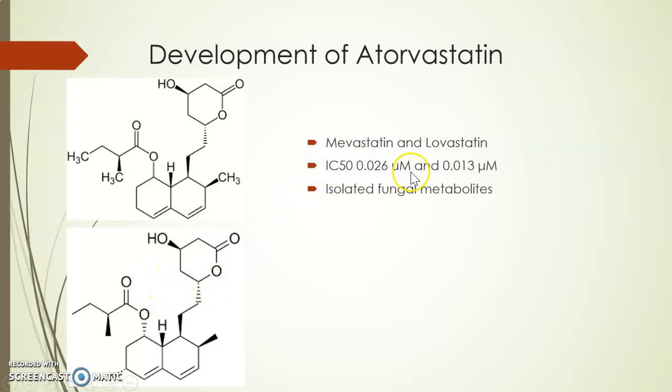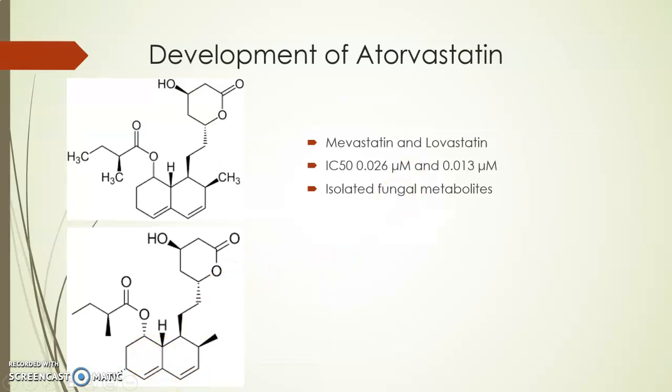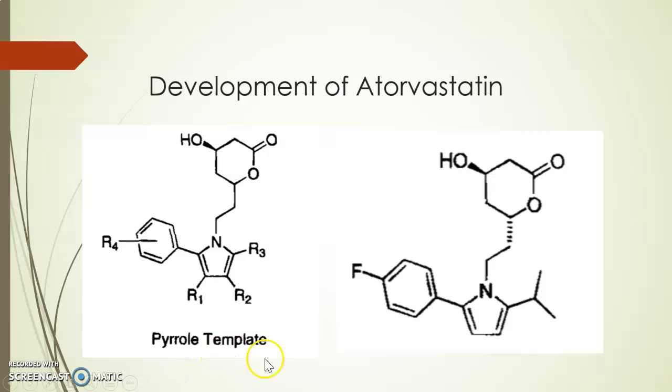They had pretty low IC50 values in the submicromolar ranges, and as isolated fungal metabolites, they were already pretty known to be fairly safe. However, they decided to try to simplify it. So they figured out that the naphthalene portion of it, right over here, that part of the molecule wasn't necessary for binding. And so they simplified the ring structure. And what they came up with was this pyrrole template here.